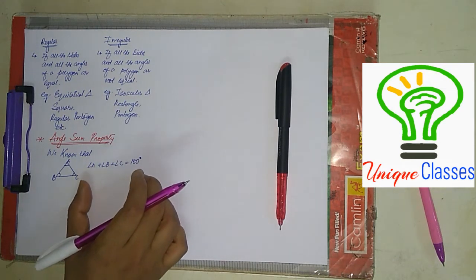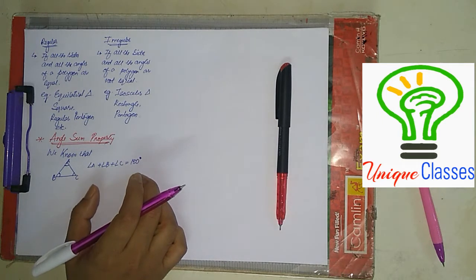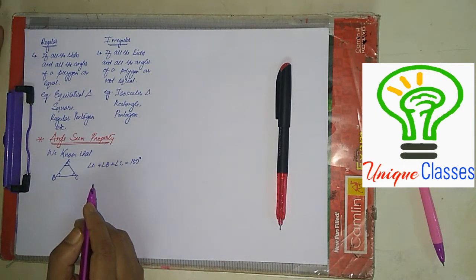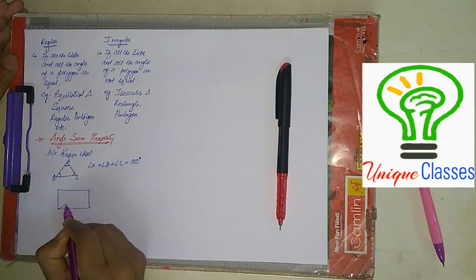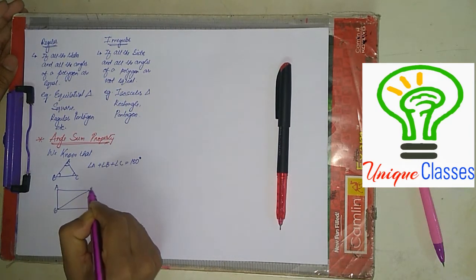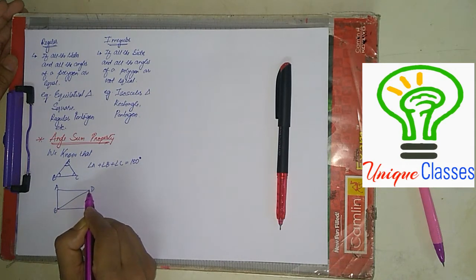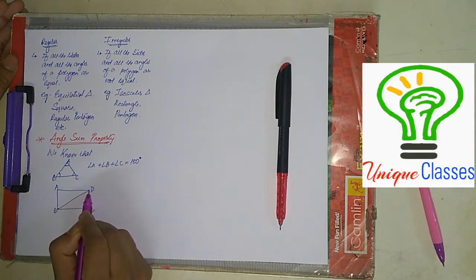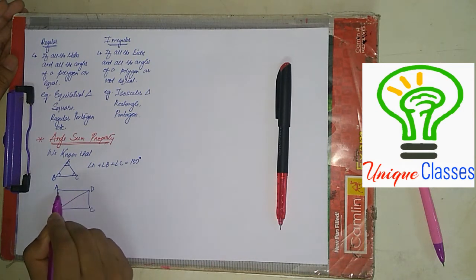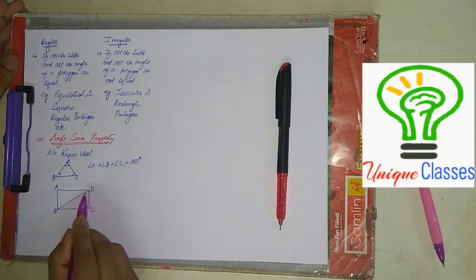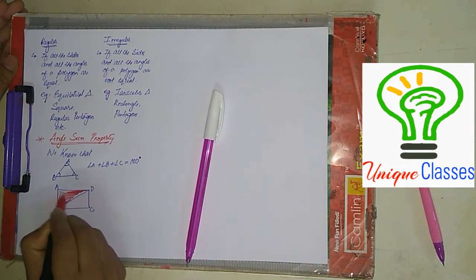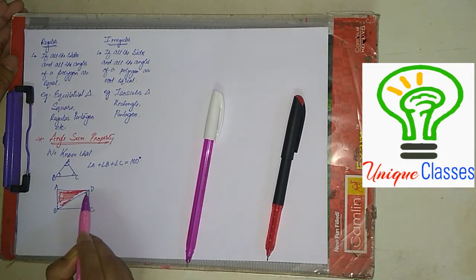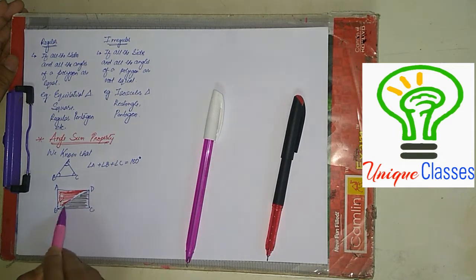Okay, now we'll be using this very simple concept to find the sum of interior angles of a polygon. Say I take a quadrilateral A, B, C, D. Then I draw a diagonal BD. Now as soon as I draw this diagonal, this quadrilateral has been divided into two triangles, that is ABD and the other is BCD.